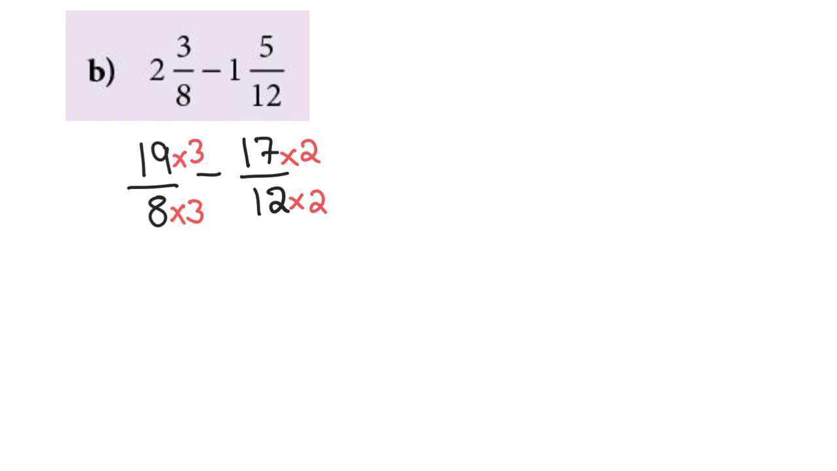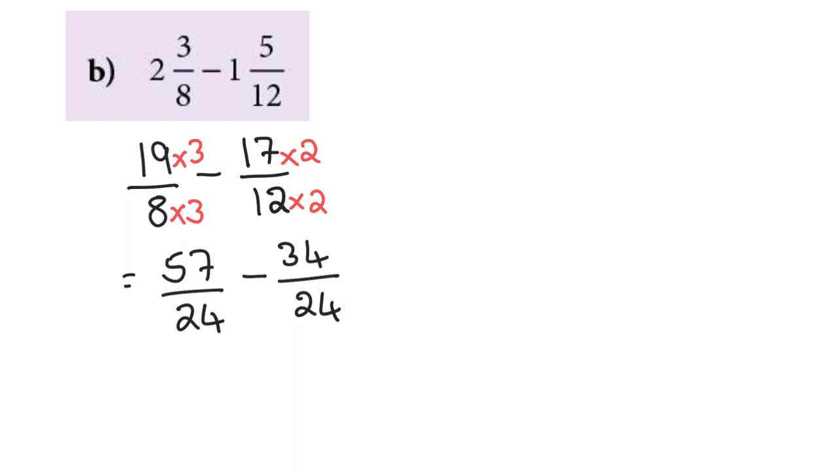So our new fraction now is 19 times 3, which is how much? 57. So it's 57 over 24 minus 17 times 2, which is how much? Oh, sorry, this is 34 over 24. Make a correction. It's 34.